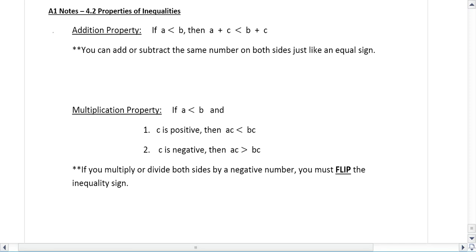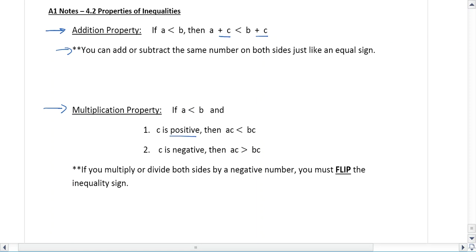So this addition property should remind you a lot of the undoing method. What it's saying is if A is less than B, then we can add the same thing to both sides. Then A plus C is less than B plus C. So in other words, you can add or subtract the same number on both sides just like it's an equal sign. The multiplication property, however, is a little different for inequalities.